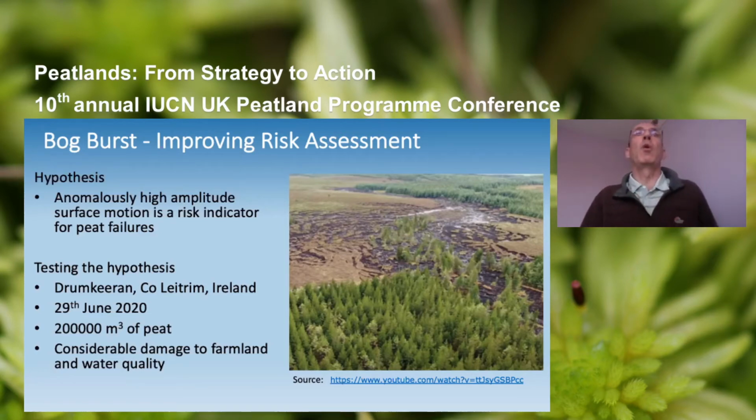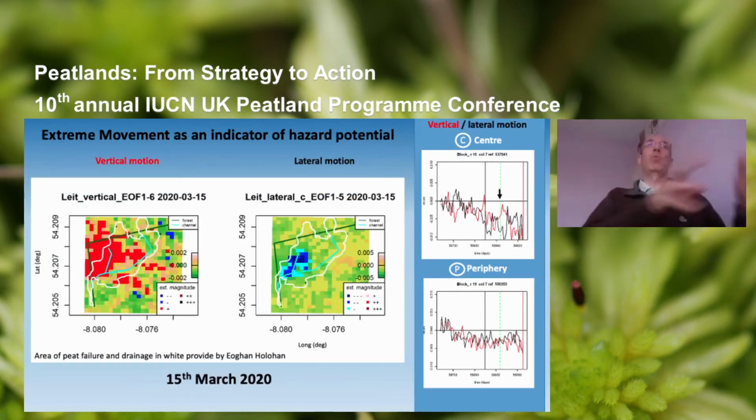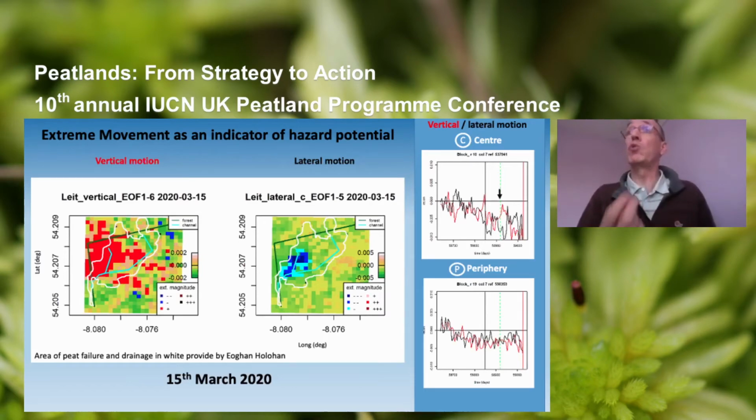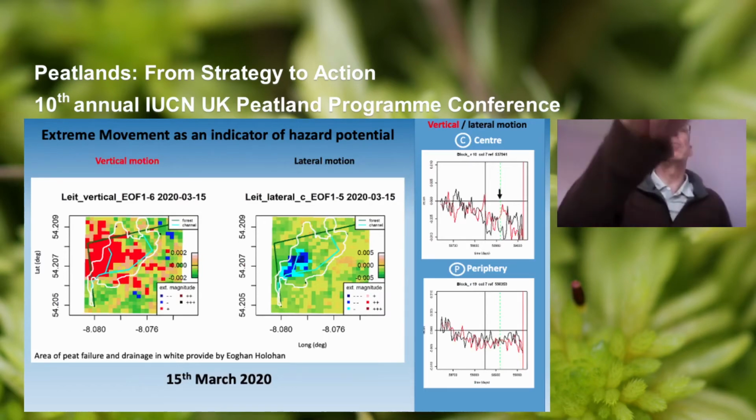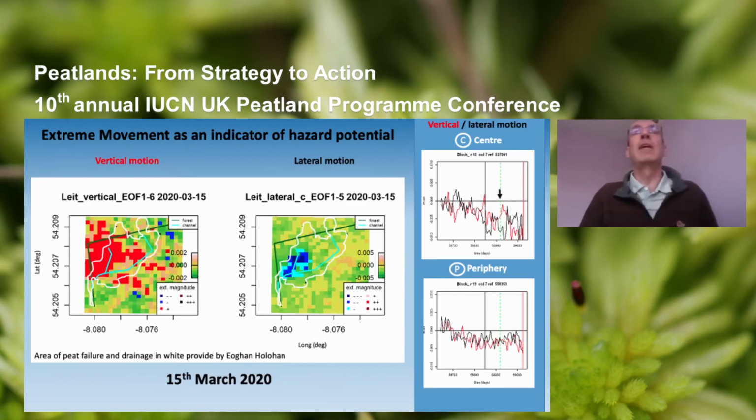And what we observe is shown in these two central images. On the left-hand one, we have a map of vertical motion, and on the right-hand one, a map of lateral motion. What we're showing here in the reds and the blues are extreme values of motion, not just the background motion, but the extreme values of motion. The outline of the peat slide area is shown in white. You've got a white line going around that, and that was provided by Owen Holohan of UCD.